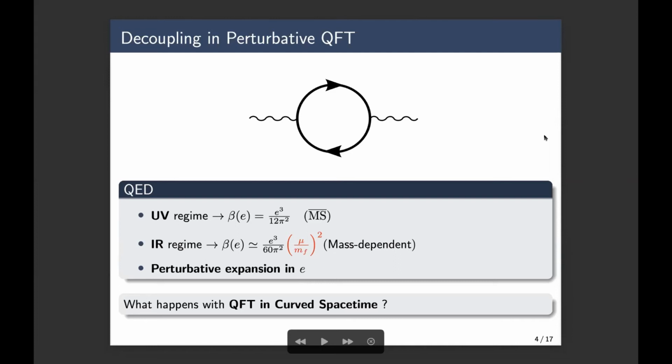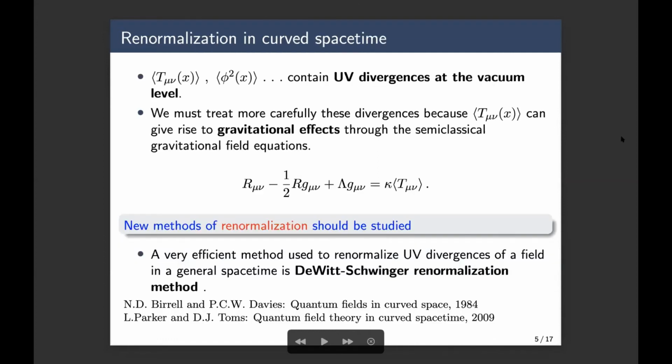So what happens with quantum field theory in curved spacetime? Now, in curved spacetime, we will deal with a different approach where we study a classical background and we study quantum corrections to this classical background.